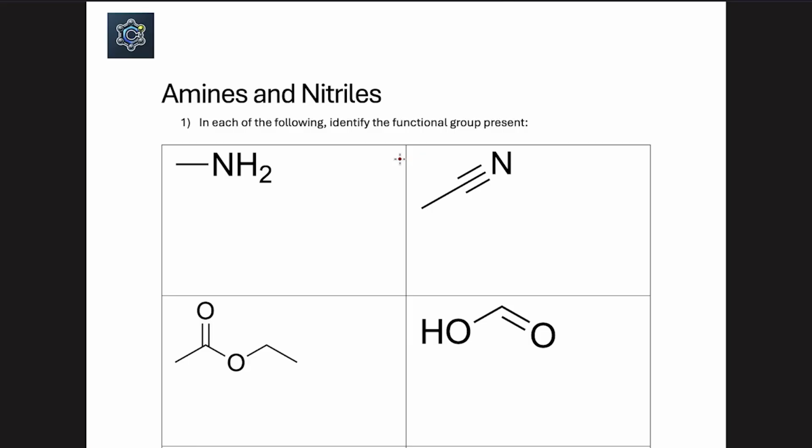This worksheet is going to combine the functional group topics that we learned most recently, so the amines and nitriles, as well as some of the functional groups that we learned before. So the carbonyl functional groups, as well as amides, and alcohols, ethers, alkyl halides, and then your hydrocarbon functional groups.